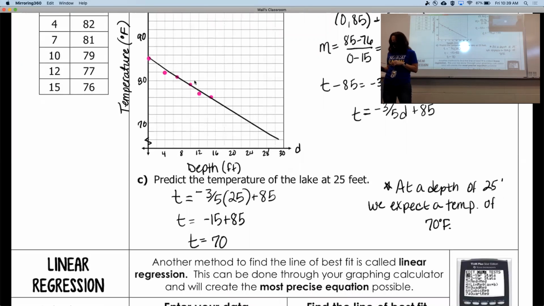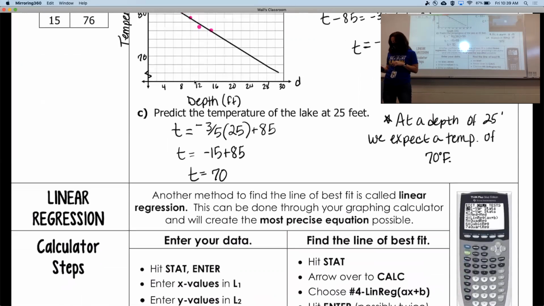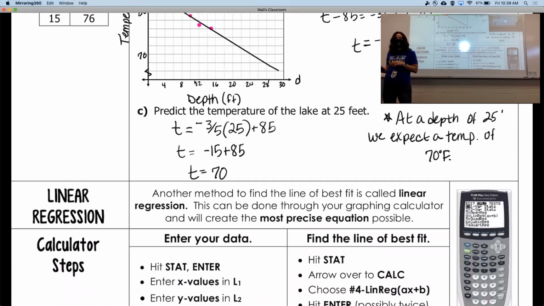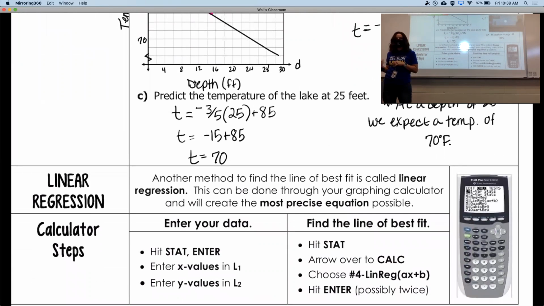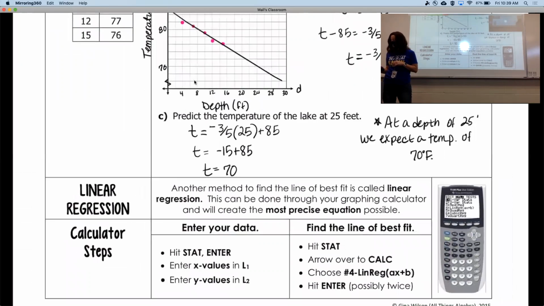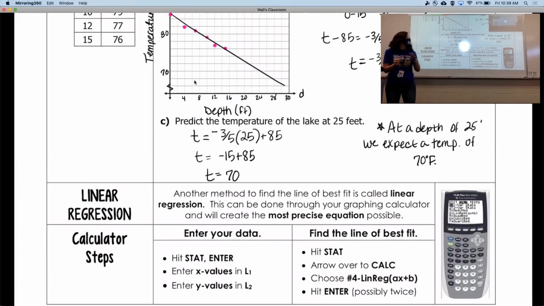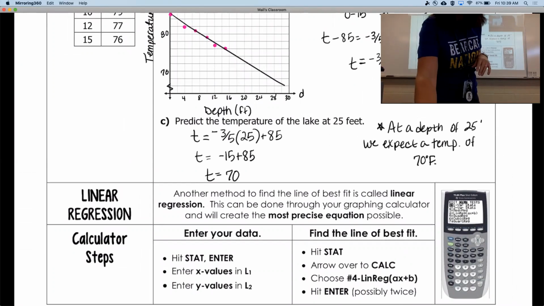All right, now this next part is going to be a little bit different than what they have on your notes because we are not going to use your graphing calculator. We are going to use Desmos. So I'm going to leave this sitting here and I want you to make some changes to your notes so that you can refer back to this.